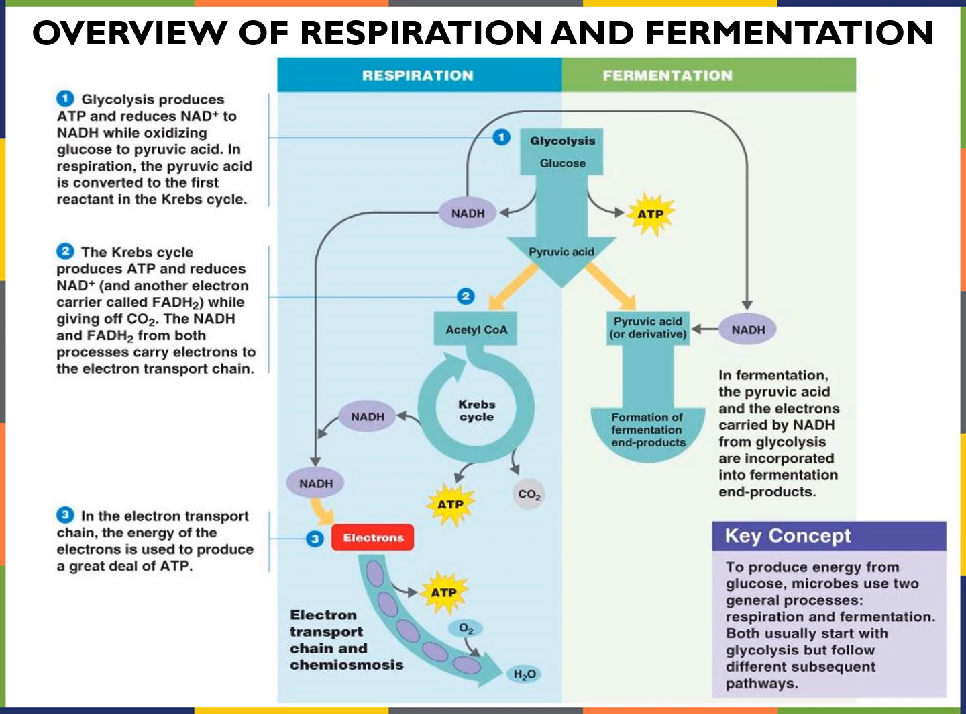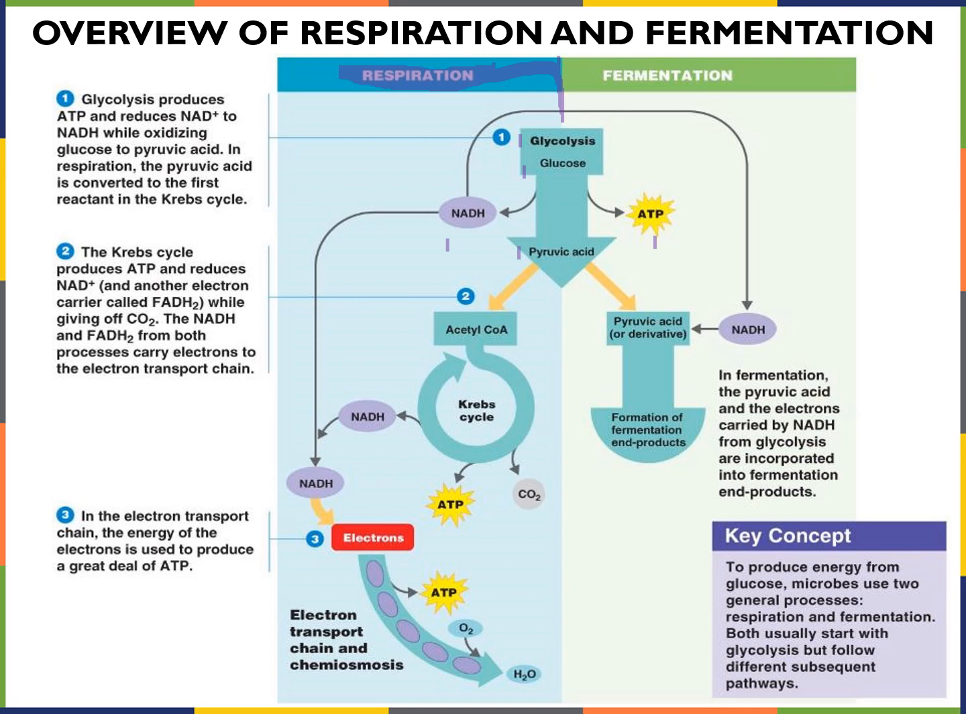Everything on the left side here under respiration, we've already covered. This is just a review. You start off with glycolysis. Glucose enters into glycolysis. You form pyruvic acid. During glycolysis, you make a little bit of NADH. You make a little bit of ATP. The pyruvic acid is converted into acetyl-CoA.